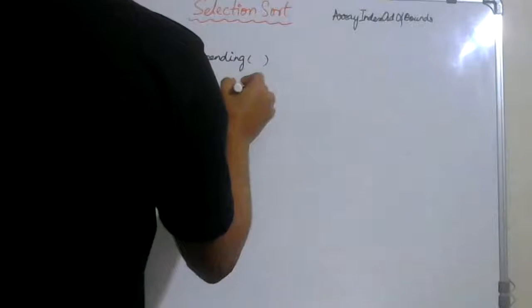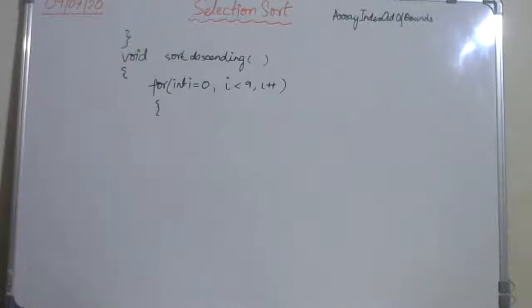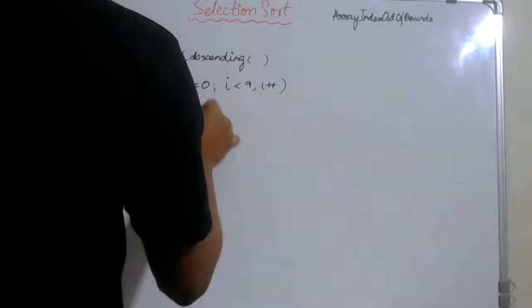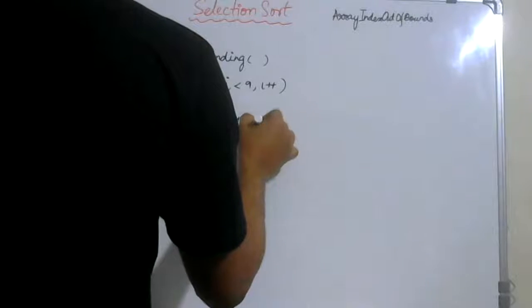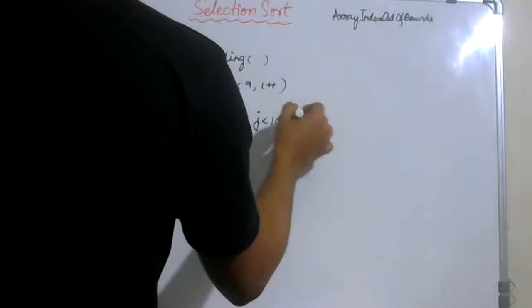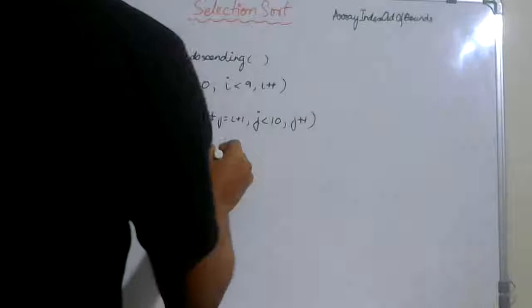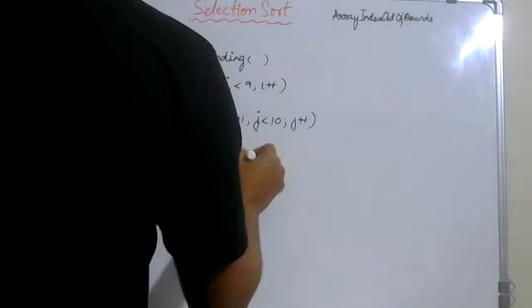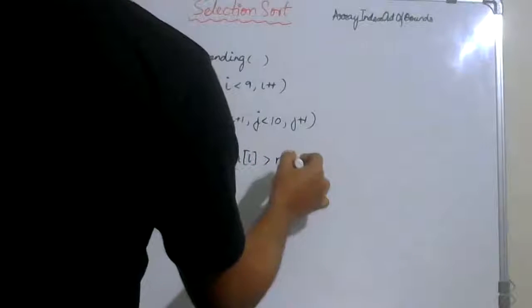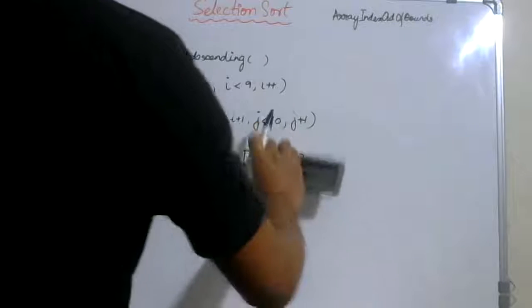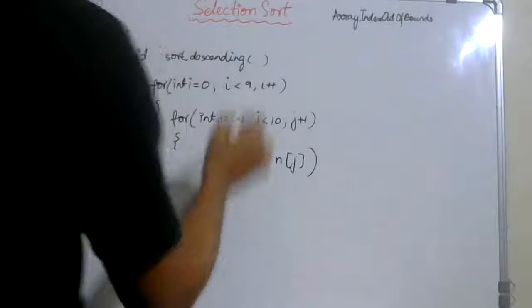So i is equal to 0, i is less than 9, i plus plus. Just a simple change will sort it in descending order instead. So int j is equal to i plus 1, j is less than 10, j plus plus. This is the same as the previous method. Now here comes the change. If n of i, so we were doing greater than n of j, instead of that, when we are arranging in descending order, we'll do the opposite. We'll do n of i is less than n of j, then we swap.